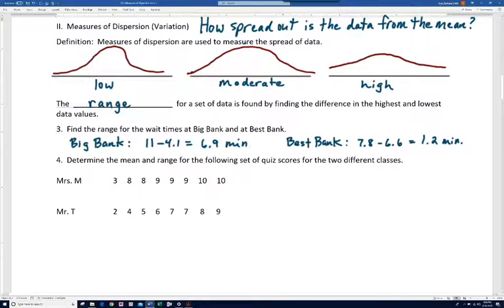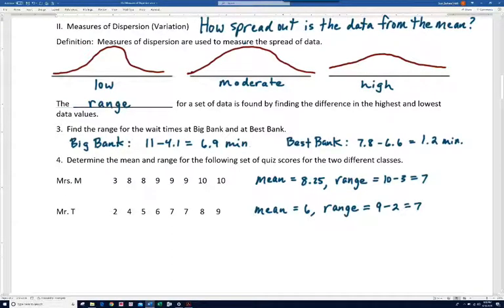So let's look at number 4 now. So you're supposed to find the mean and the range. So for Mrs. M, the mean is 8.25, and the range is 7. For Mr. T, the mean is 6, and the range is also 7. So even though the ranges are the same, if you look at the data, they're really quite different. In fact, for Mrs. M, notice most of the students got an 8 or a 9. This is an outlier here, this 3.